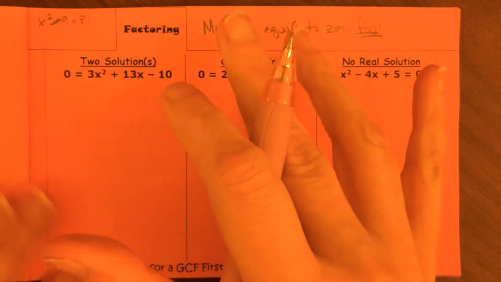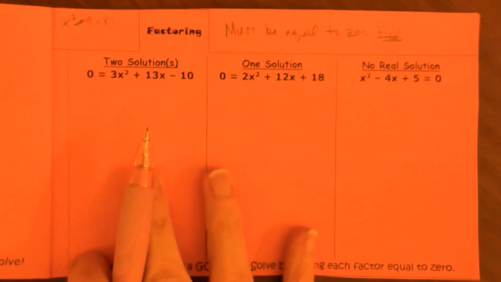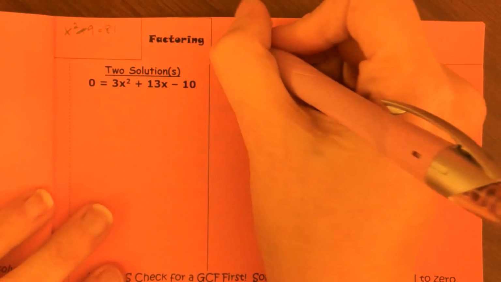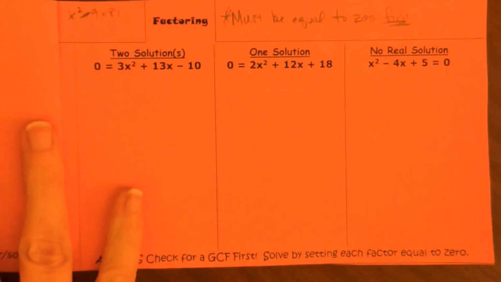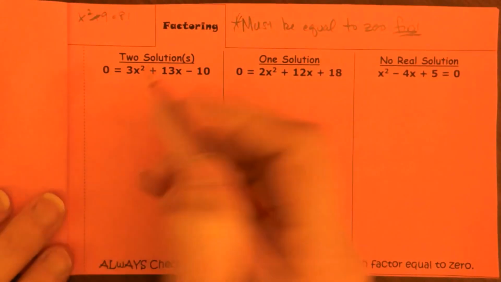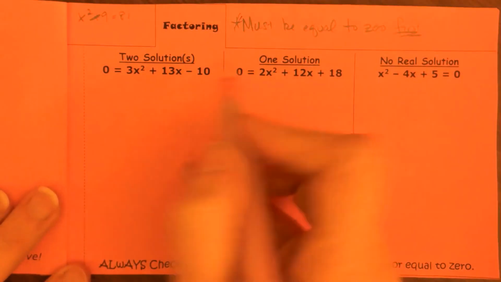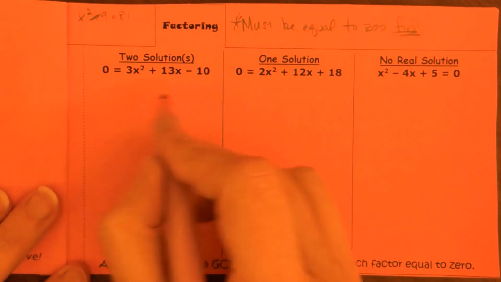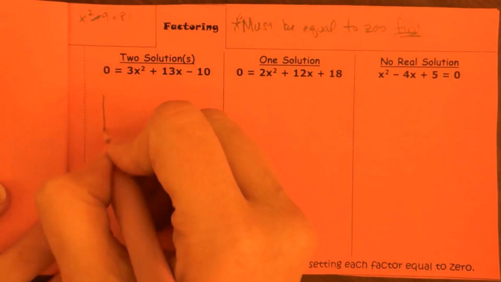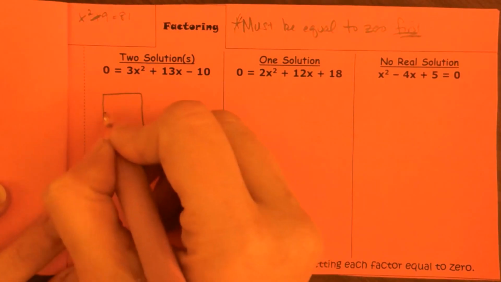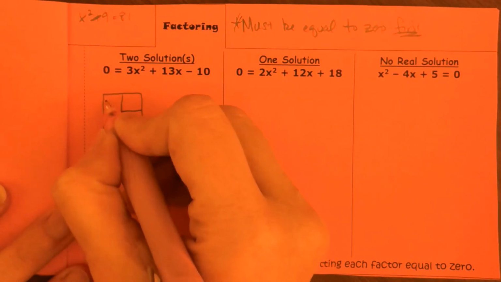That's like the first rule. And it says that right here. It must be set equal to 0 before you can factor or solve. But I felt like that bears repeating because it's so important. So this one is set equal to 0, so I'm going to factor it like I would normally. First thing I do is I look for a GCF. There isn't one. So I'm going to put it in the box and start factoring it.